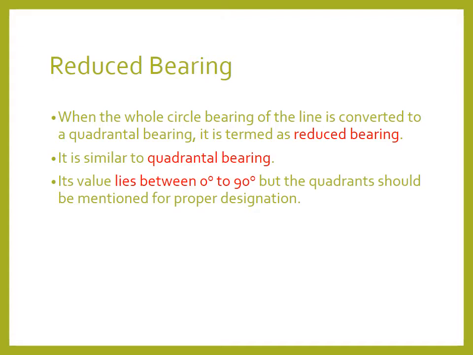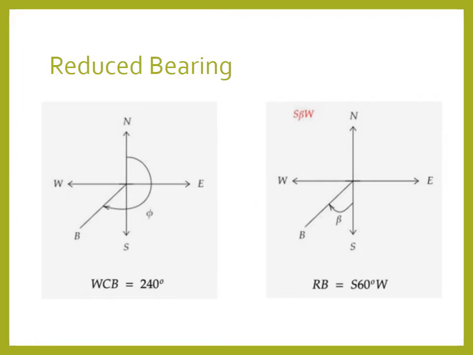Next one is reduced bearing. We have seen whole circle bearing and quadrantal bearing. When I convert the whole circle bearing into quadrantal bearing, it is termed as reduced bearing. Reduced bearing is similar to quadrantal bearing, and its values also lie between 0 to 90 degree, and we also have to mention in which quadrant the bearing is present.